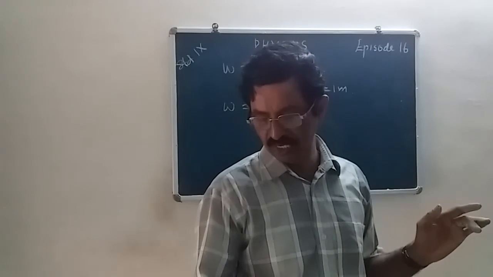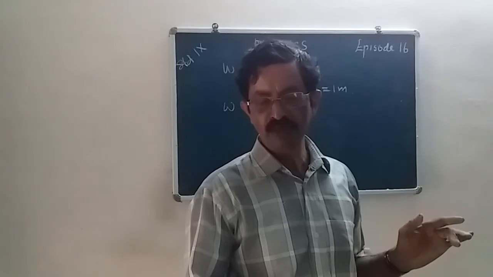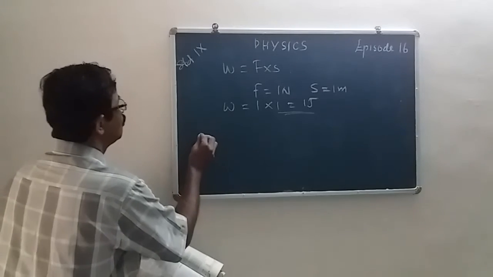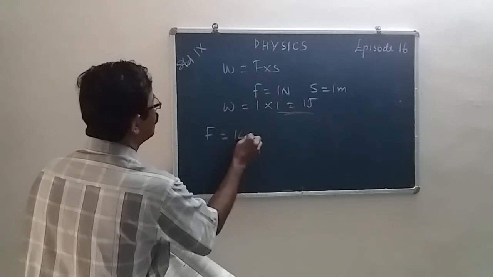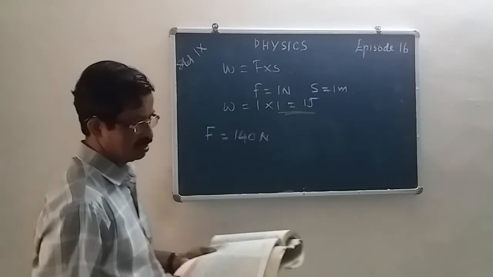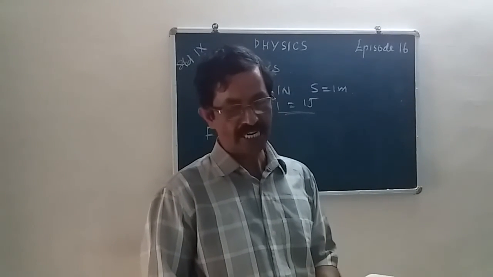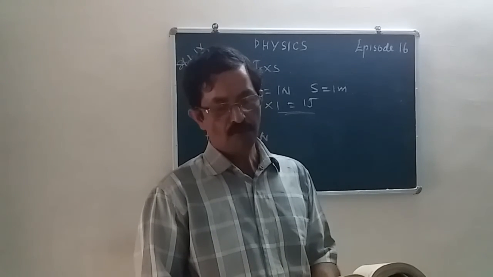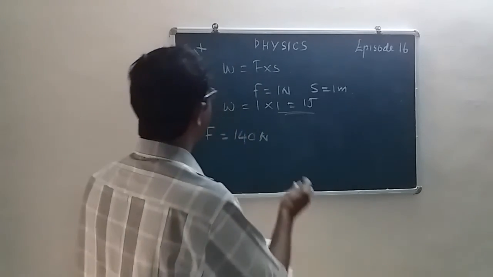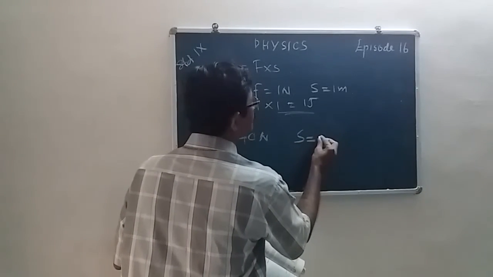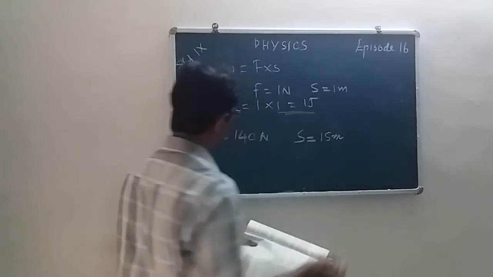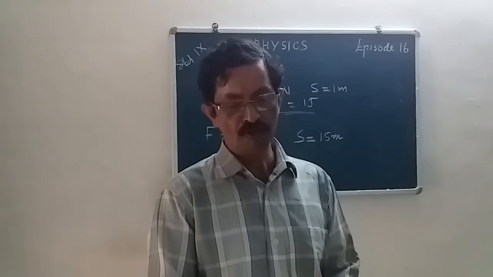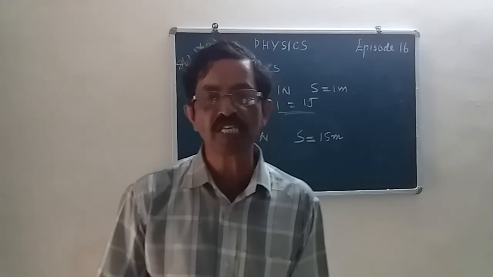Then fourth question from page number 149. A pair of bullocks exerts a force of 140 Newton on a plough. That means force exerted is 140 Newton. The field being ploughed is 15 meter long. That means ploughed distance or displacement is 15 meter. Then how much work is done in ploughing the length of the field?